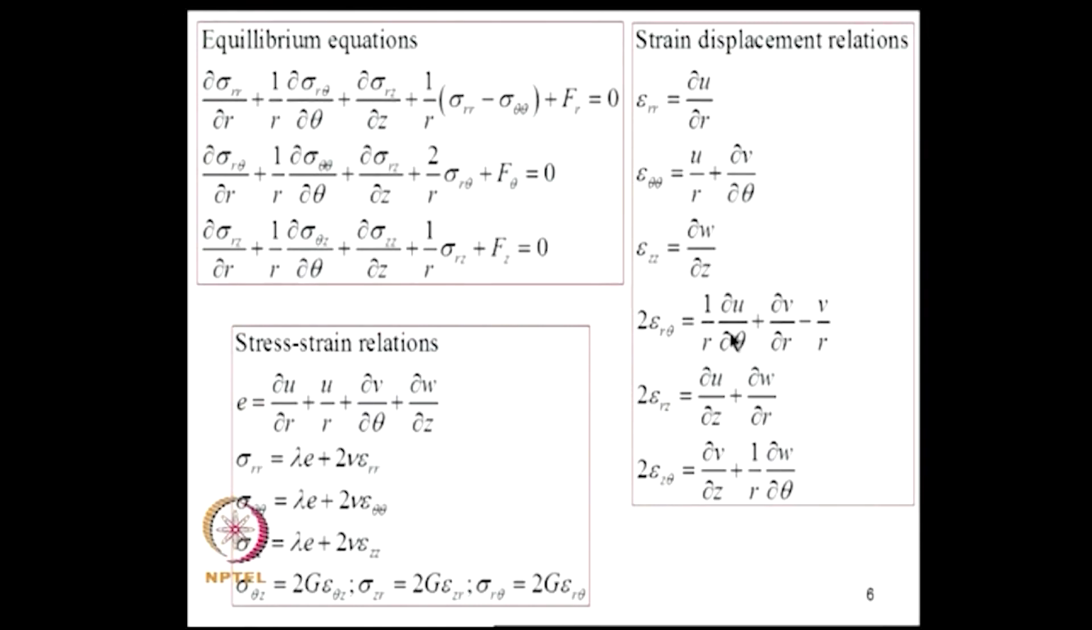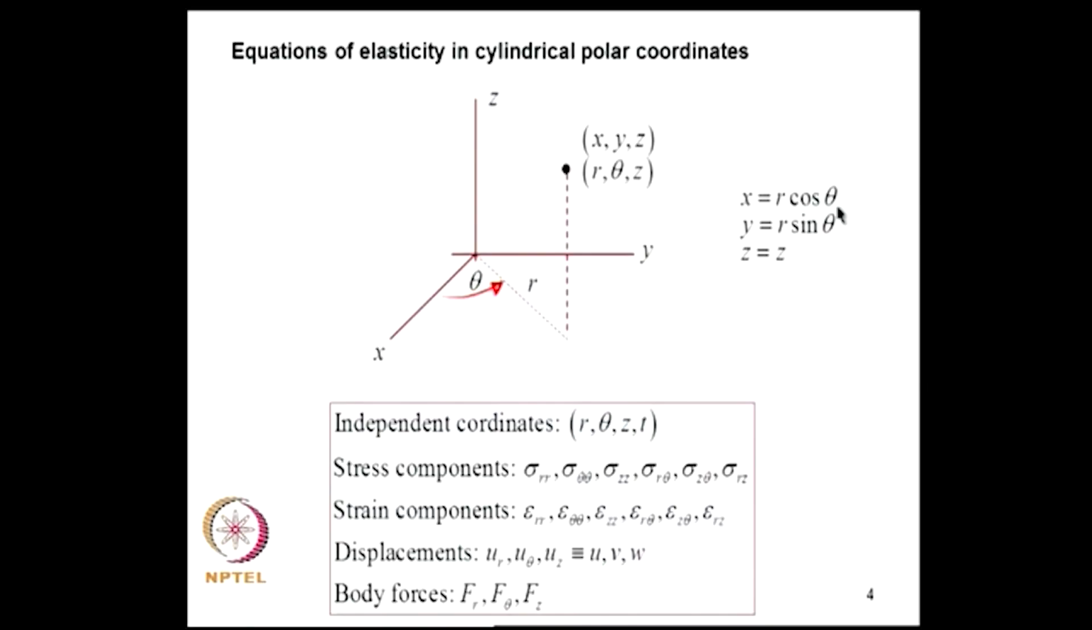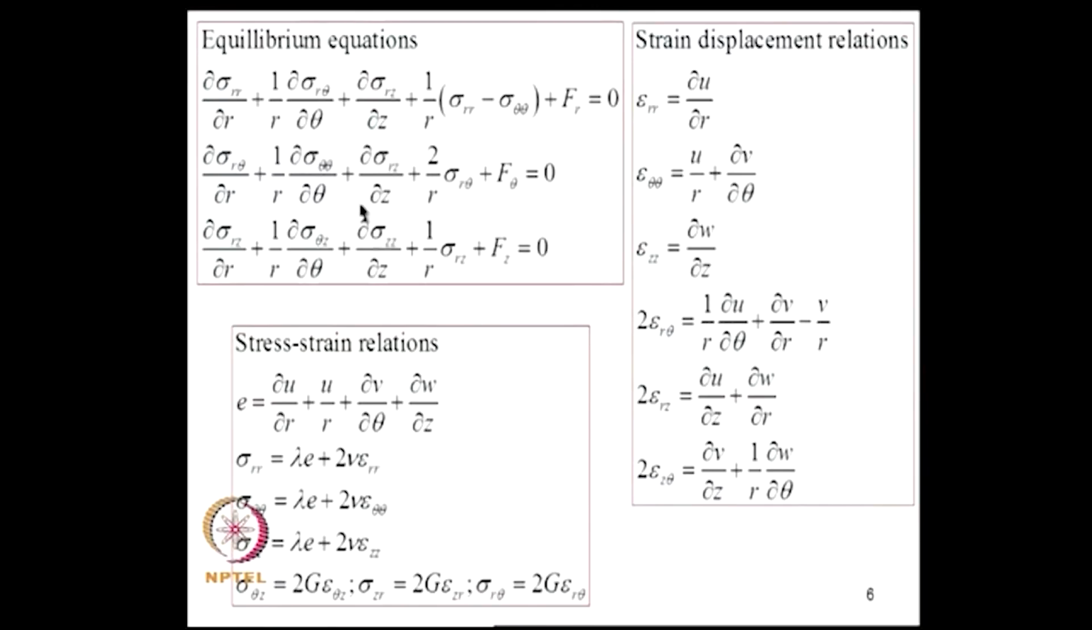Now, with that in mind, let us review the equations of elasticity. We have seen these equations in Cartesian coordinates. So, the equilibrium equations, upon using this transformation, we can show that they get transformed to the 3 equilibrium equations here, and the strain displacement relations again get modified and they are shown here, and the stress strain relation also gets modified, and we are assuming the body is linearly elastic and isotropic.